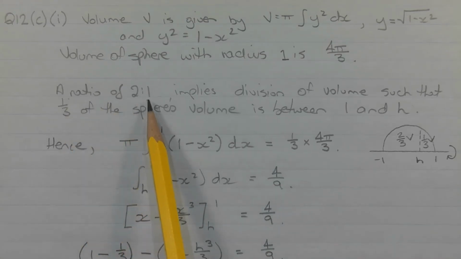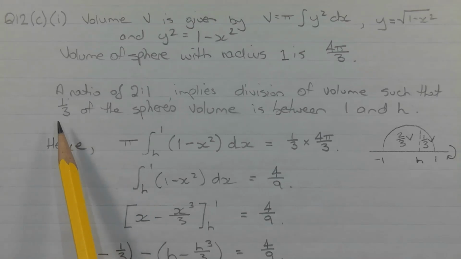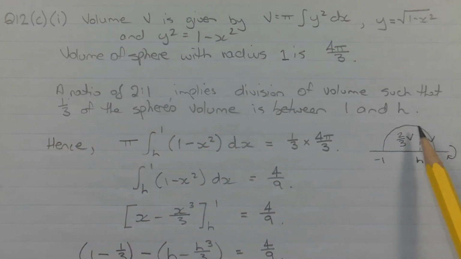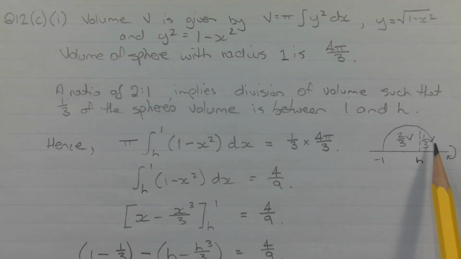Now a ratio of 2 to 1 implies division of the volume such that 1/3 of the sphere's volume is between 1 and h. I've sketched a diagram here to indicate this. Here's our positive semicircle. It's going to be rotated about the x-axis. Now that semicircle is from x equals -1 to x equals 1. Here's our h. And h is positioned such that 2/3 of the volume is to the left of h and 1/3 of the volume is to the right of h. I'm going to consider this volume here, just to avoid using the negative in the integration. Just makes it a little bit easier.